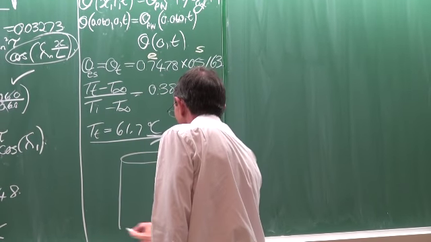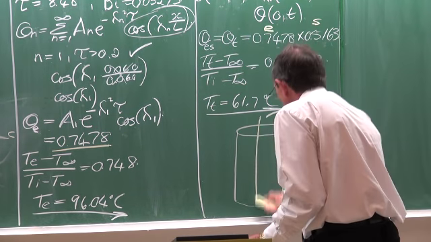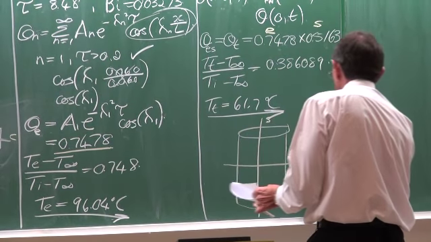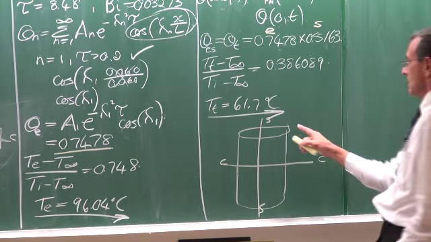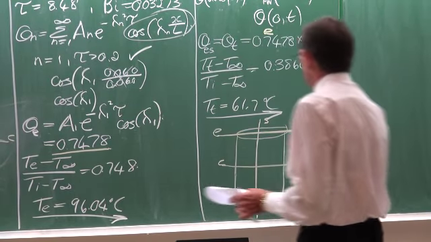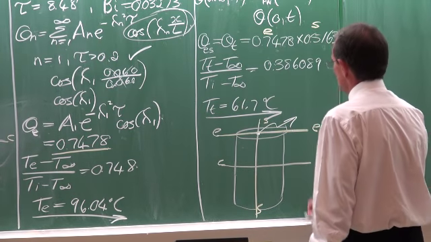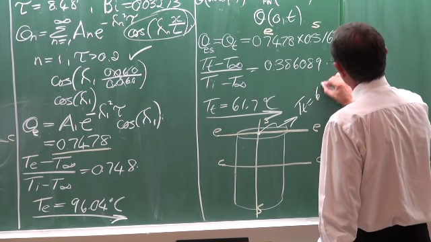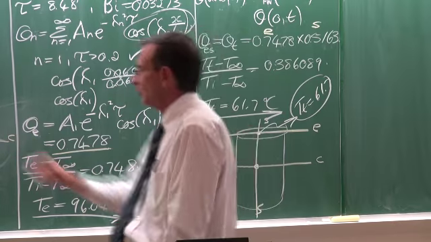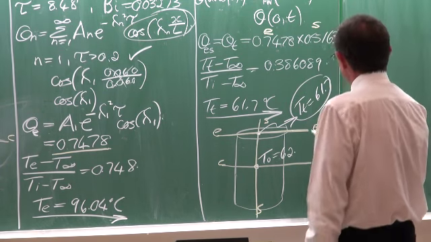Let me just show you the lines again, just to make it clear. This line is the S line. This line was the C line. And that line there was the E line. This temperature here is the temperature at the top, 61.7, and that temperature there we've previously solved is 62.3 degrees Celsius.